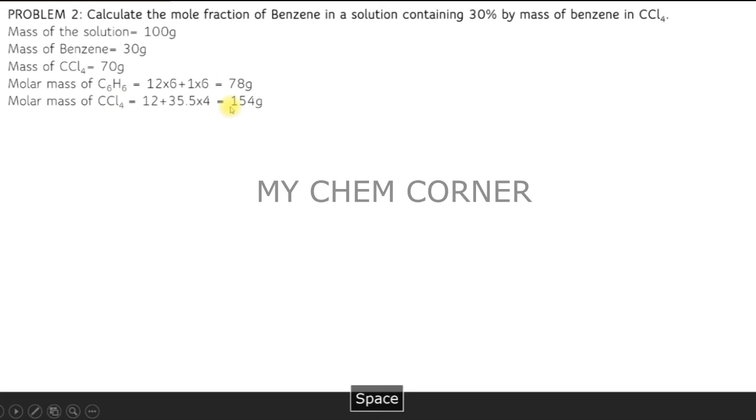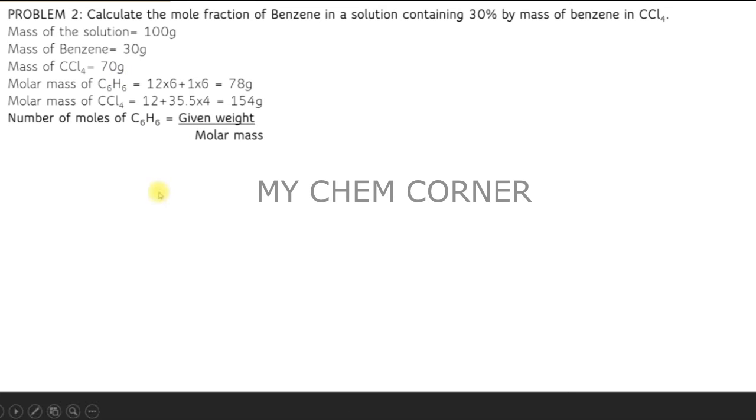Same method, because we don't have any other value, you start with the molar mass of benzene and the molar mass of CCl4. Here benzene is C6H6. So 12 into 6 plus 1 into 6, which will give you 78 grams as the molar mass of benzene. Similarly, for CCl4, 1 atom of carbon, which is 12, and then 4 atoms of Cl, which is 35.5 into 4, where 35.5 is the atomic mass of chlorine. When we do that, we get the molar mass of CCl4 to be 154. So we know the molar mass of both, and the given mass is given from the question. Therefore, we can calculate the number of moles of both.